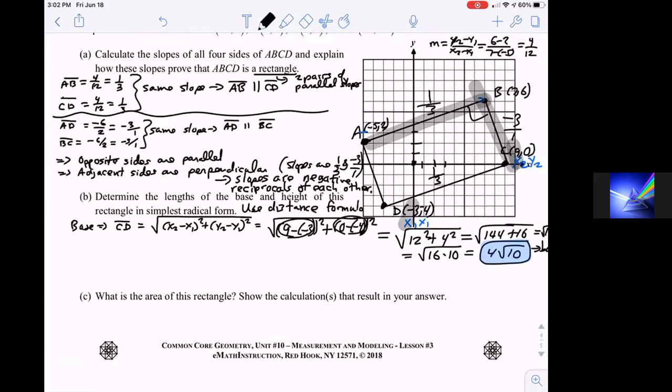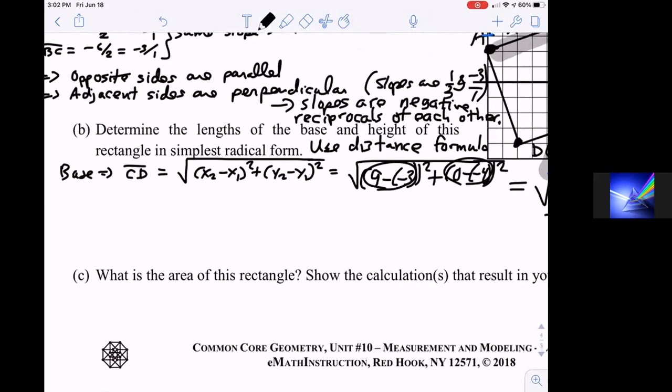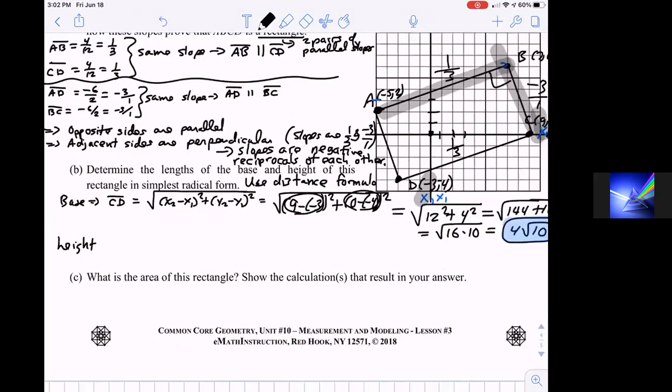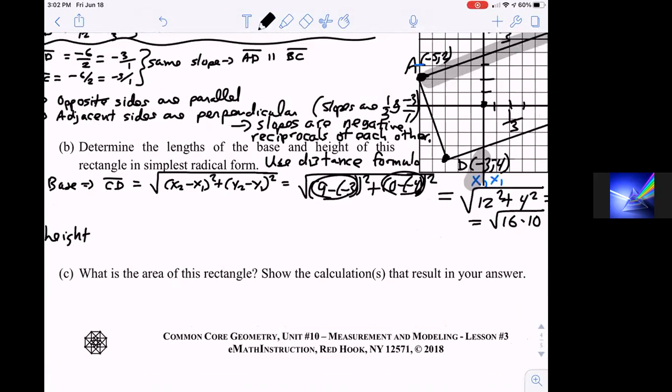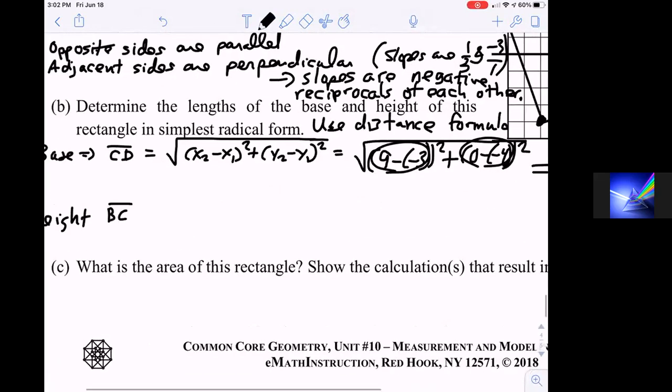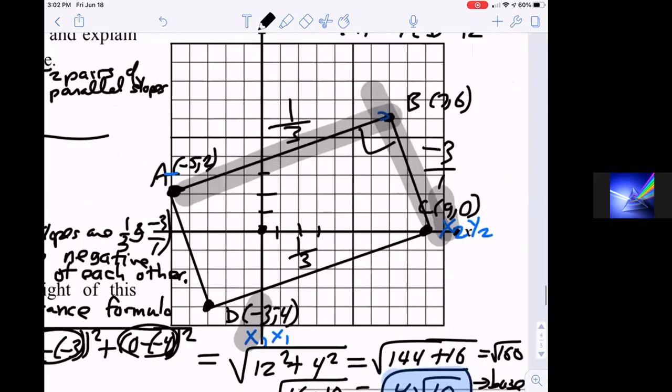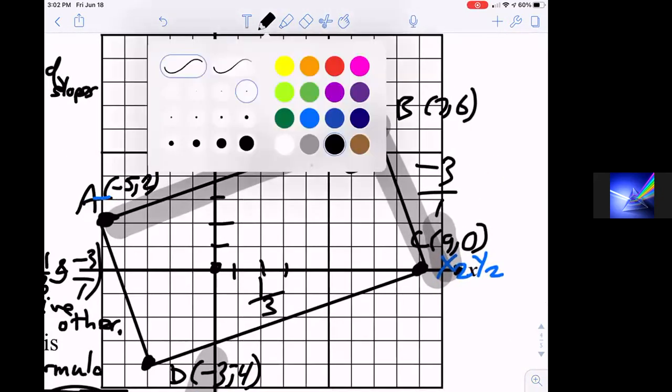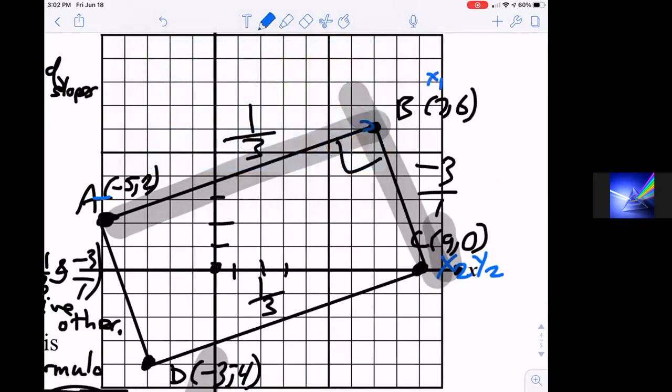And to do the height, we're doing the exact same thing. It's just the distance formula for a different segment. I'll go ahead and do BC, just because I can keep my numbers all positive. And we're using the exact same formula. This time I'm going to make this one x1, y1, and I'm going to keep C as x2, y2.